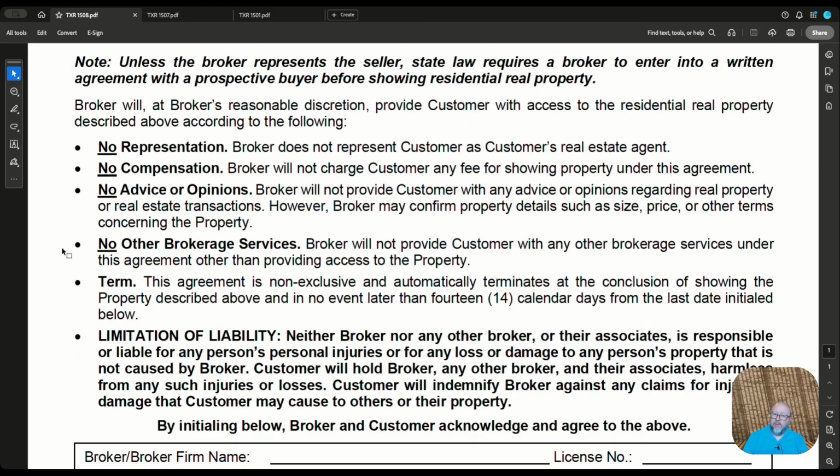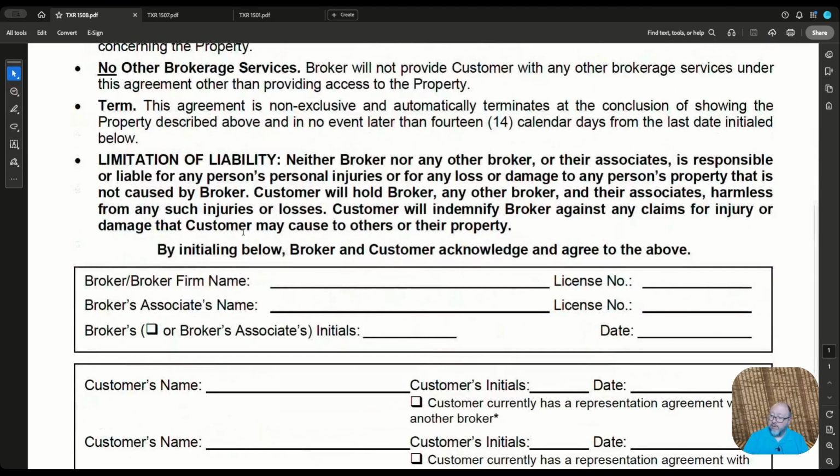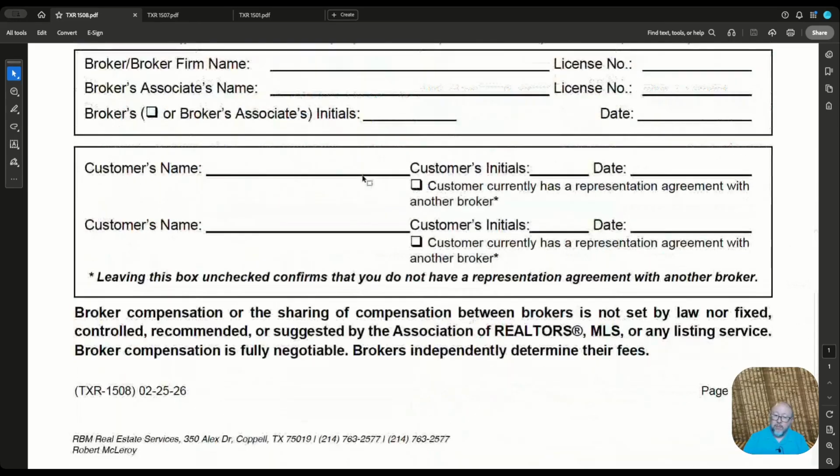Then we have in bold, neither broker nor any other broker or their associates is responsible or liable for any person's personal injury or for loss or damage to any person's property that is not caused by the broker. Customer will hold broker and any other broker and their associates harmless from any such injuries or losses. Customer will indemnify broker against any claims for injury or damage the customer may cause to others or their property. It's just your get out of court free card. Of course, it's never free. You'd still have to deal with court, but still.